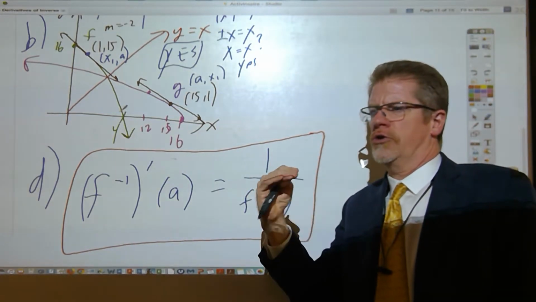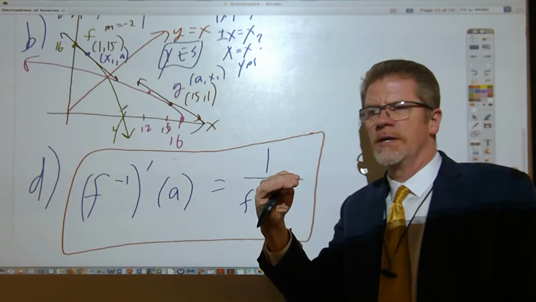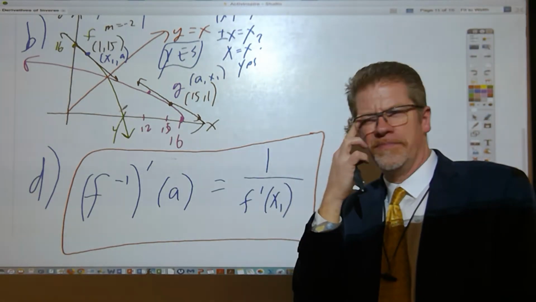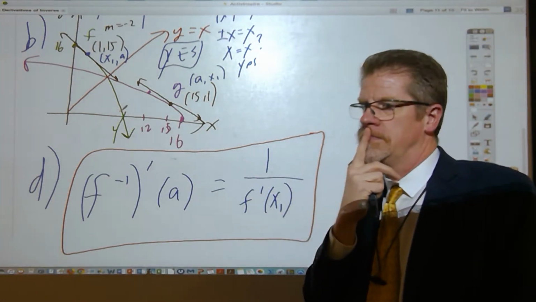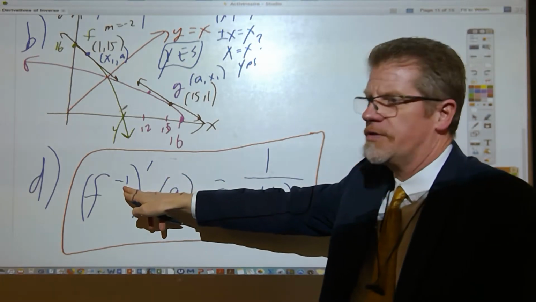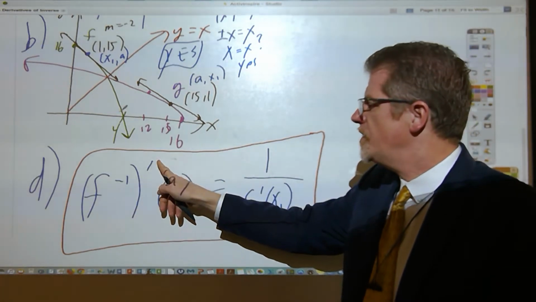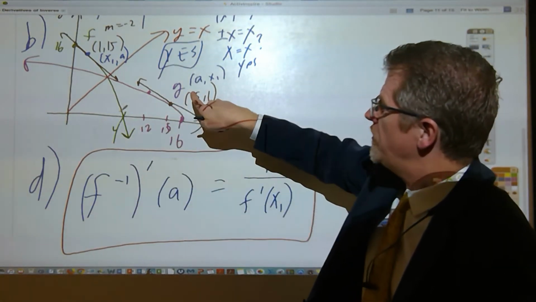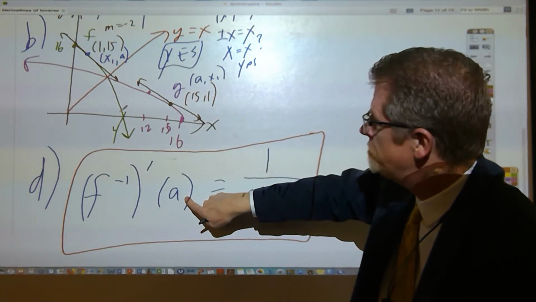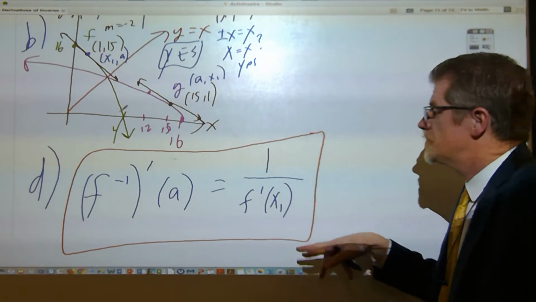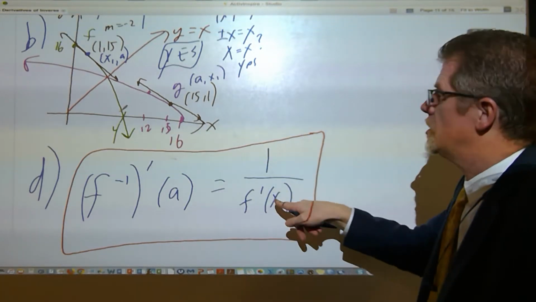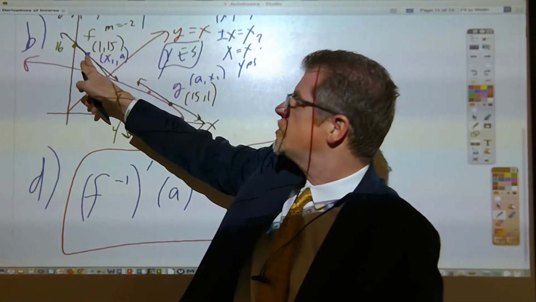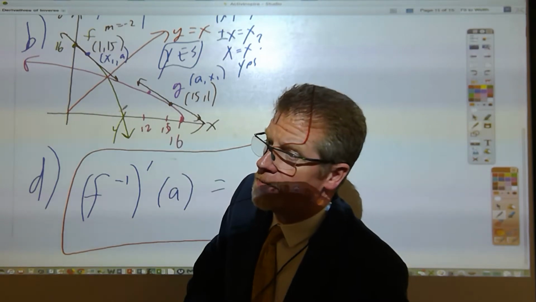Does this seem like a tall hurdle to clear? Do you feel how high this hurdle is? So this only works in an inverse function? It only works for inverse functions. So the derivative, basically the slope of the tangent line on the inverse function at 15, at A, is going to be equal to the reciprocal of the slope of the tangent line drawn to the original function at x1.